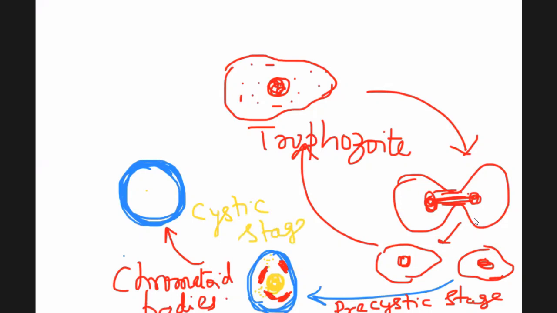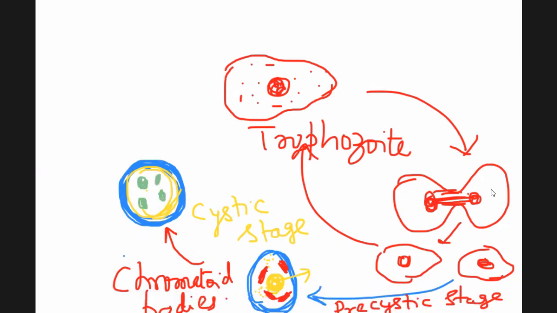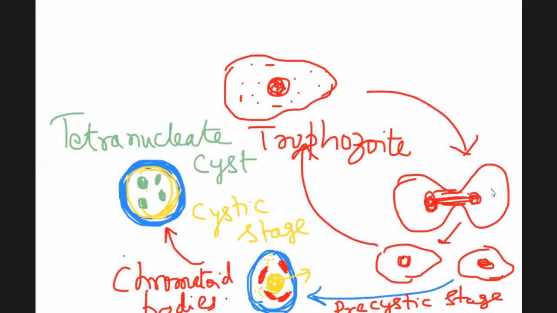In this cystic stage, the nucleus divides two times. Cytoplasm does not divide, only the nucleus divides. Then how many nuclei will form? Four. Yes. So it has four nuclei. Such a cyst with four nuclei is called a tetranucleate cyst, or quadrinucleate, quadru meaning four, ma'am.